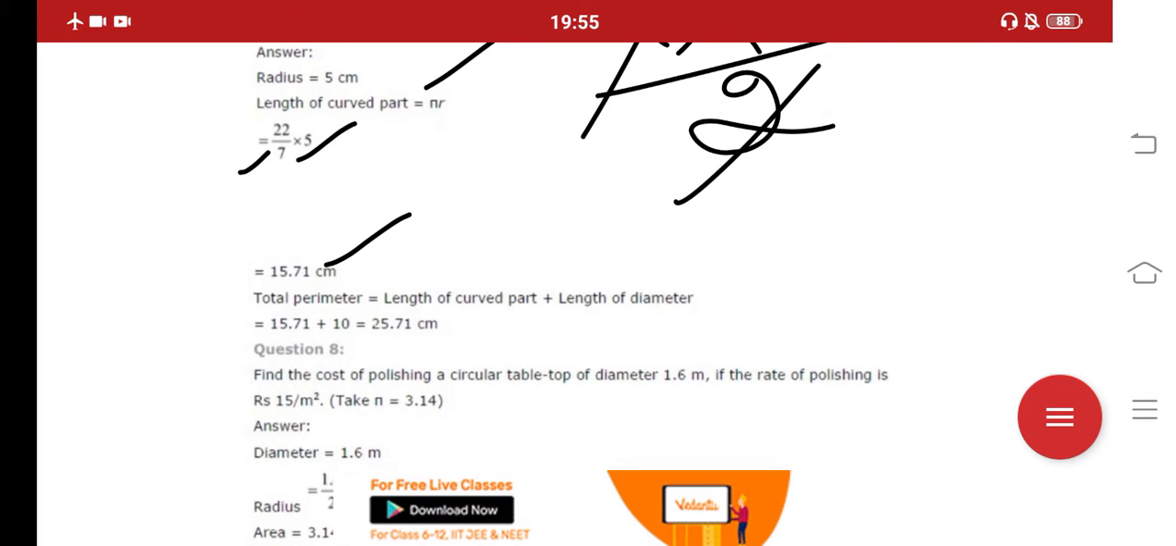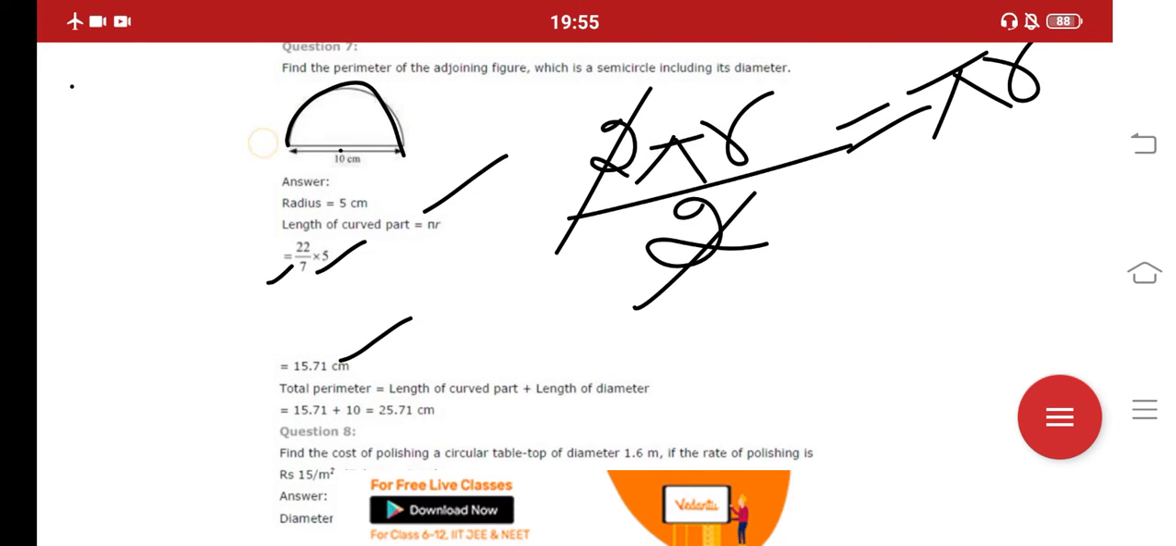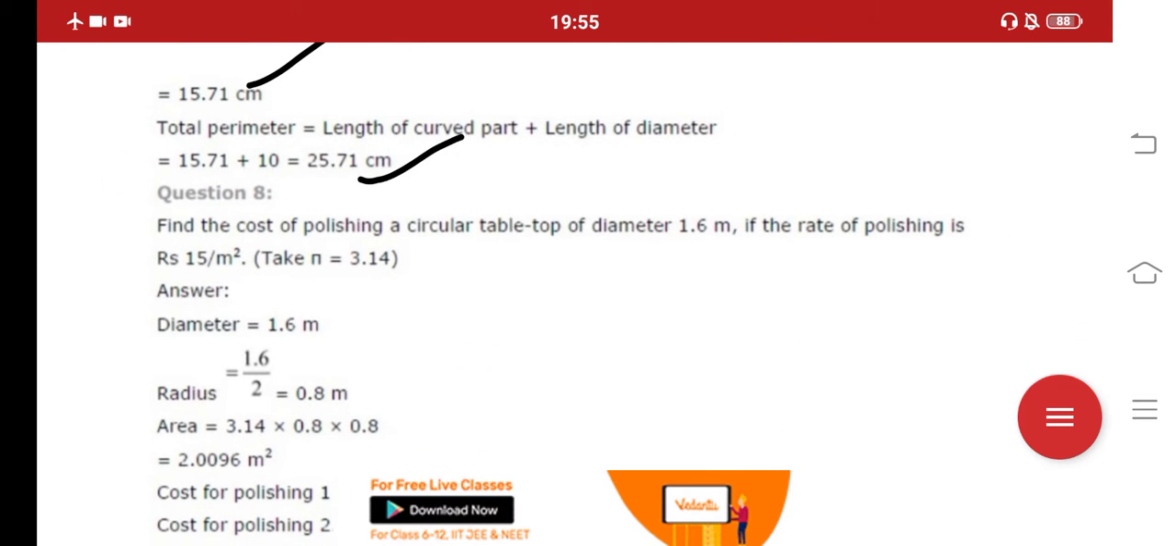Okay, after that, total perimeter means the length of the curved part plus the length of the diameter. What is the length of the curved part? That is 15.71. And what is the length of this part? Diameter we can say, so that is 10. After adding both the values, we get 25.71 centimeter. Now let us see question number 8.